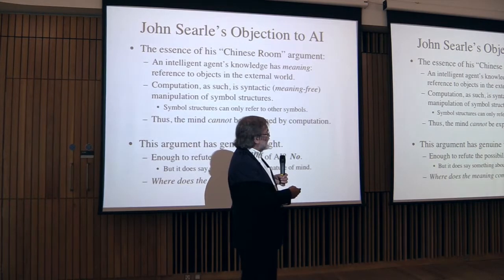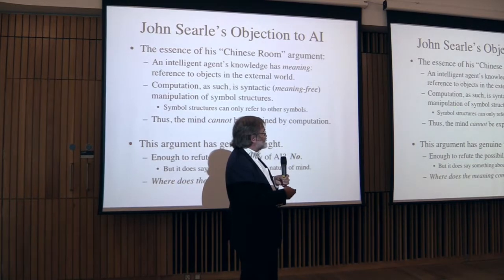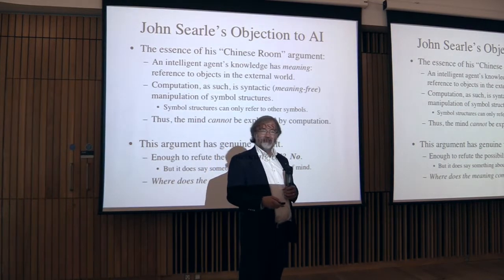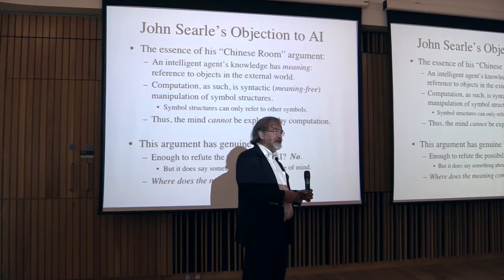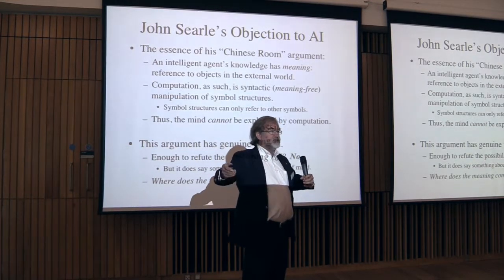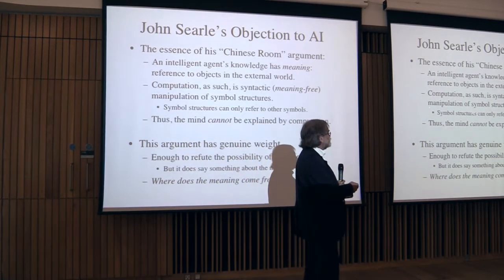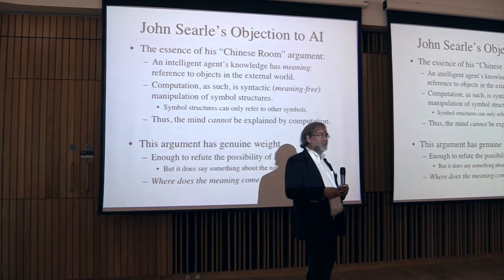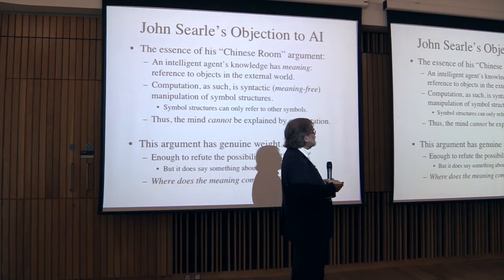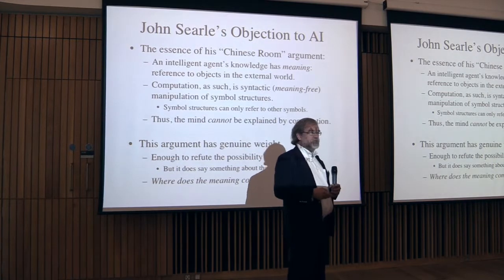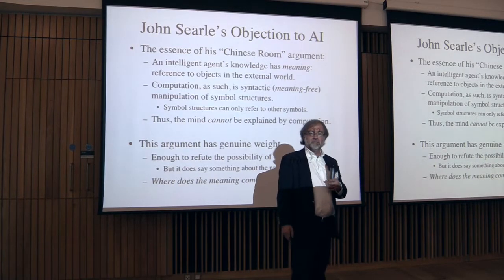Computation, as such, is a syntactic, meaning-free manipulation of symbol structures. Symbols can refer to things. Tarski has a nice theory of semantics and truth, but they only can refer to other symbols. So intelligence requires meaning, computation is meaning-free, therefore the mind can't be explained by computation. Boom. End of story as far as John Searle is concerned.